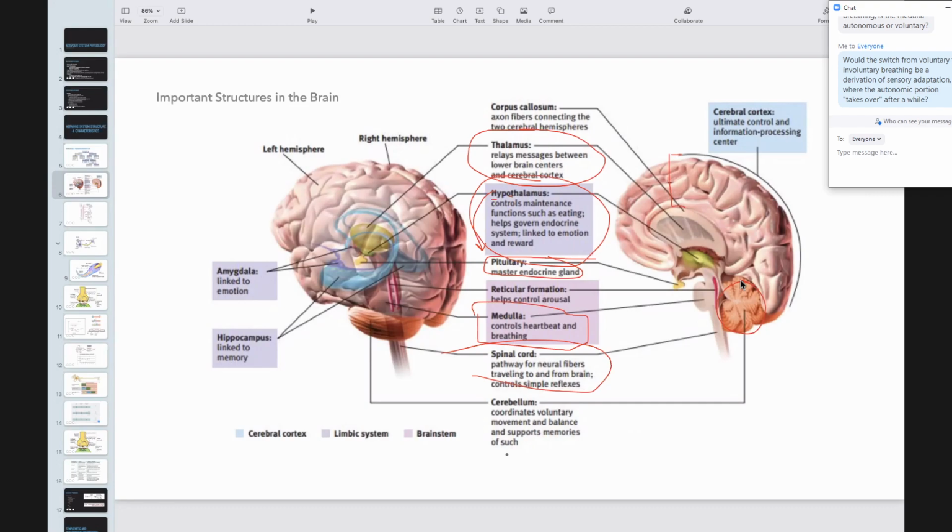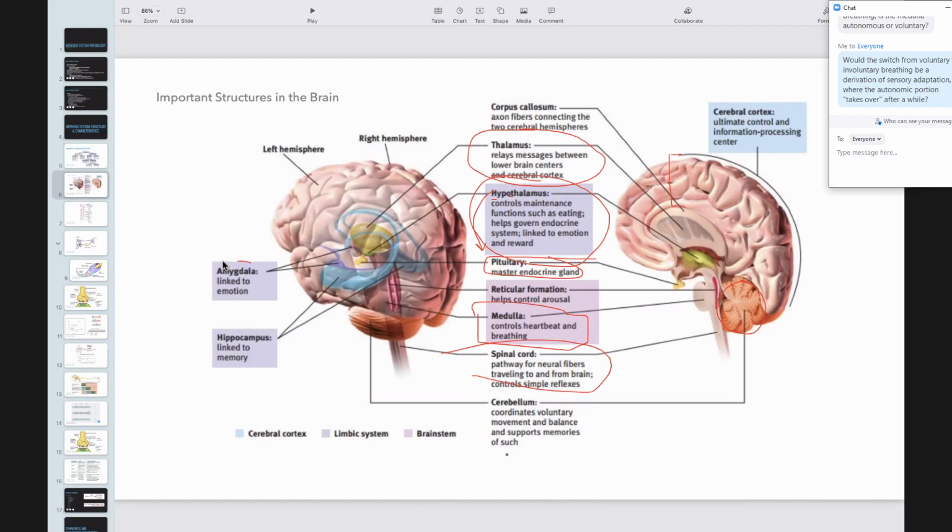Would the switch from voluntary to involuntary breathing be a derivation of sensory adaptation, where the autonomic portion takes over after a while? Yeah, when it really comes down to it, the autonomic system will take over. So if you ever hyperventilate, and you think, hey, I'm feeling a little bit dizzy, a bit woozy, and you pass out. What's happening is when you're hyperventilating, you're getting too basic of blood. You're blowing off too much carbon dioxide, and your medulla doesn't like that. Your brain doesn't like that, and so it's going to tell you to pass out so that it can take over. So end all be all, your medulla will take over. It'll take you out of the driver's seat if it needs to.